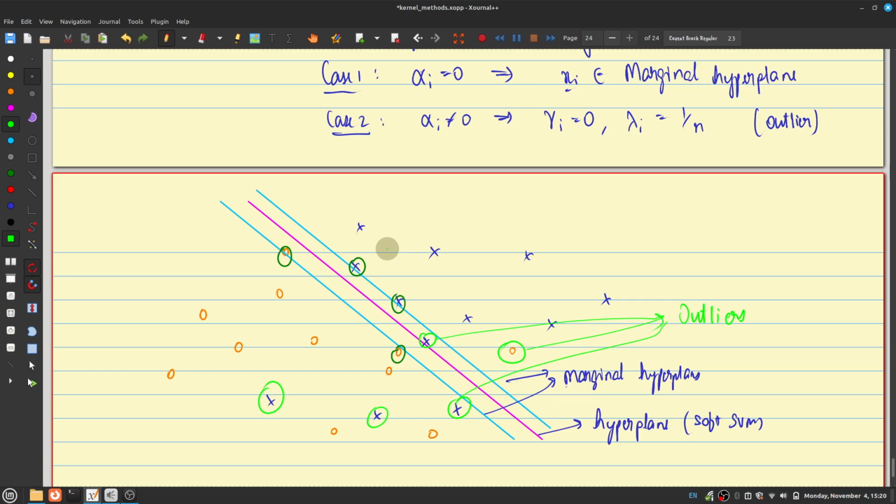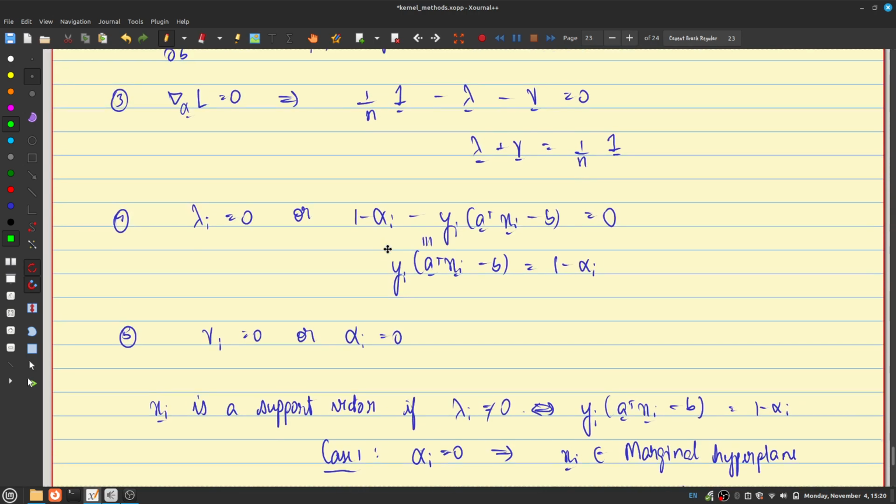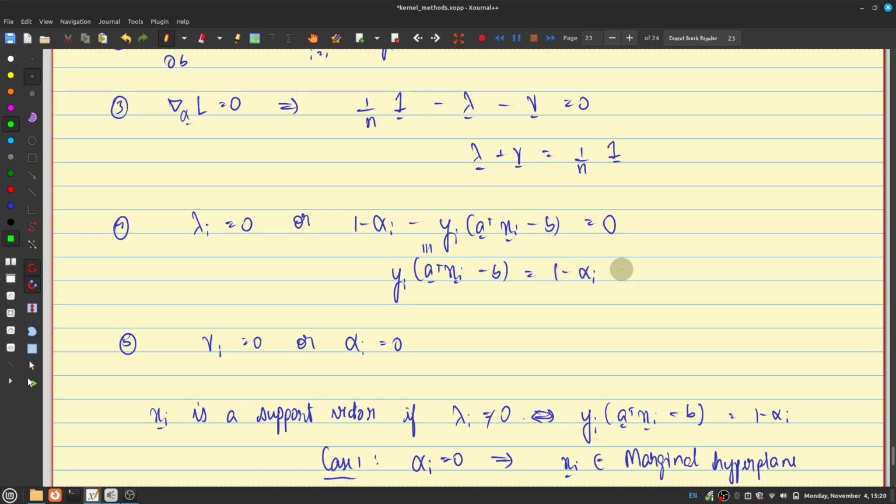Where? Like the 3 x's which are on the other side. No, 1 minus alpha I is going to be less than 0 there. So alpha I is always going to be greater than 0. That is guaranteed. But 1 minus alpha I can be negative.